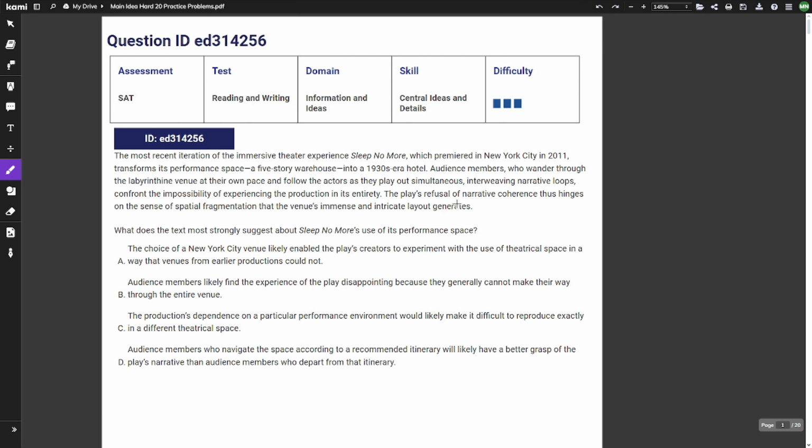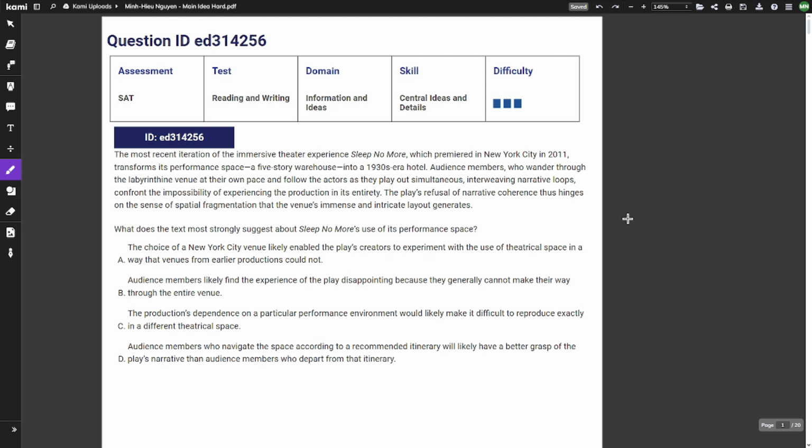Now, when it comes to these types of problems, I think the best tip I could give you is just always try summarizing it in your own words. Whether you're doing the main idea or inferences or cross-text or whatever, always try summarizing it in your own words so you really understand it. Anyways, let's get started with question number 1.